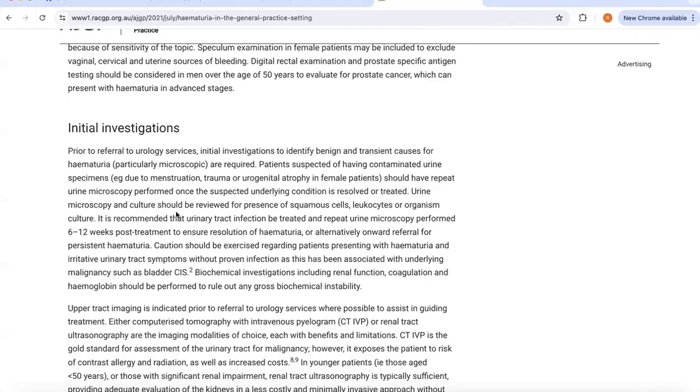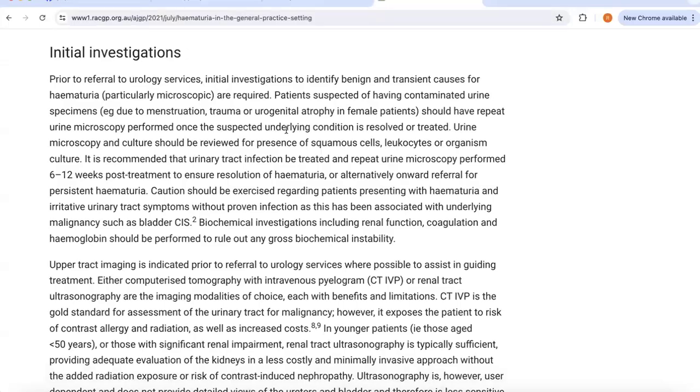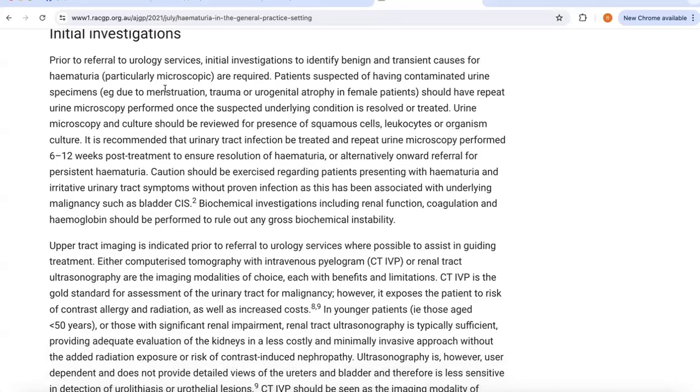Initial investigation. This is where it is important to remember: before you refer a patient to a urologist, initial investigation should be done. For any patient who has hematuria, especially painless hematuria, your first investigation is a dipstick followed by urine microscopy and culture. If the urine microscopy culture says that the urine has been contaminated, you have to do a repeat urine microscopy and culture.